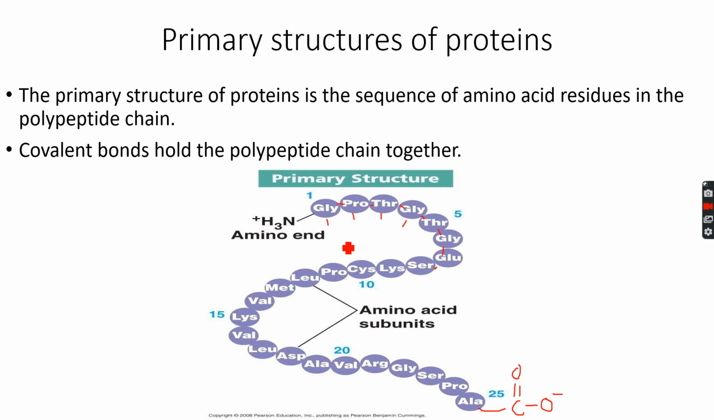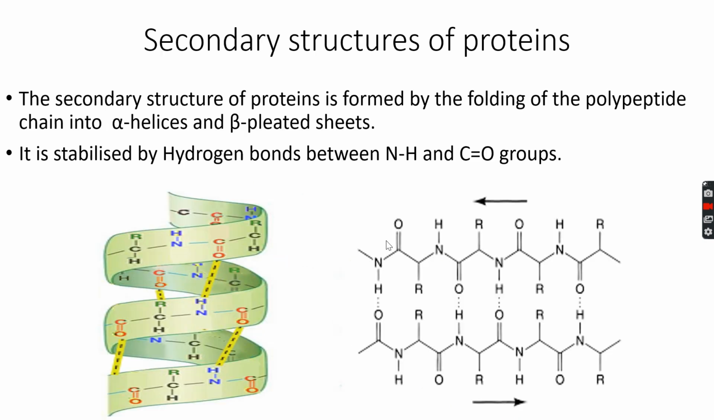The order can be anything. This is the order for just one particular protein, and there are several different proteins. So there can be several different sequences. Now, we have also talked about N terminal and C terminal. So now let's move to the secondary structure.